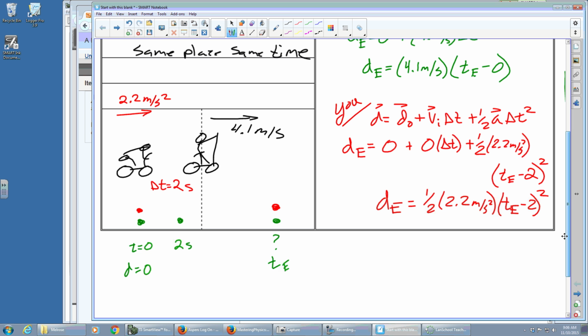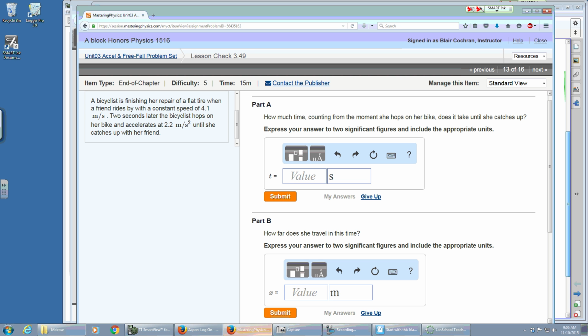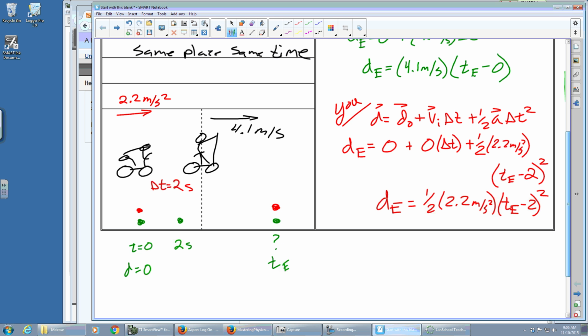And now let's see, they want to know what the time is, right? I keep forgetting what they want to know. How much time from the moment she hops on her bike until she catches up? And then how far does she travel in this time? So what they really want is they want t minus 2. Maybe we should express it a little bit differently then.